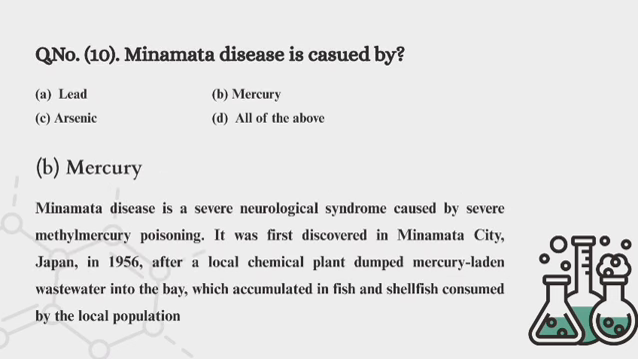Question number 10. Minamata disease is caused by option A lead, option B mercury, option C arsenic, or option D all of the above. So the correct answer is B mercury. Minamata disease is a severe neurological syndrome caused by severe methyl mercury poisoning. It was first discovered in Minamata City, Japan in 1956, after a local chemical plant dumped mercury-laden wastewater into the bay, which accumulated in fish and shellfish consumed by the local population.